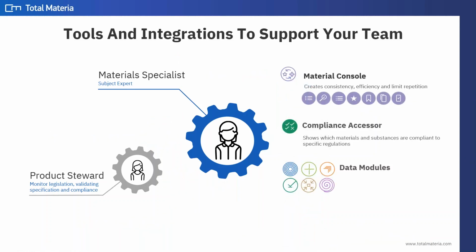Of course, on top of the different data sets we have, material specialists and product stewards need to monitor different legislation, validating specifications, and also the material specialist needs to have all the information readily available, not just having basic mechanical and physical properties, but also understanding how the material behaves in different environments. So our material specialist needs all the different data sets, and our product stewards need to know if the material is compliant or not to a specific regulation.